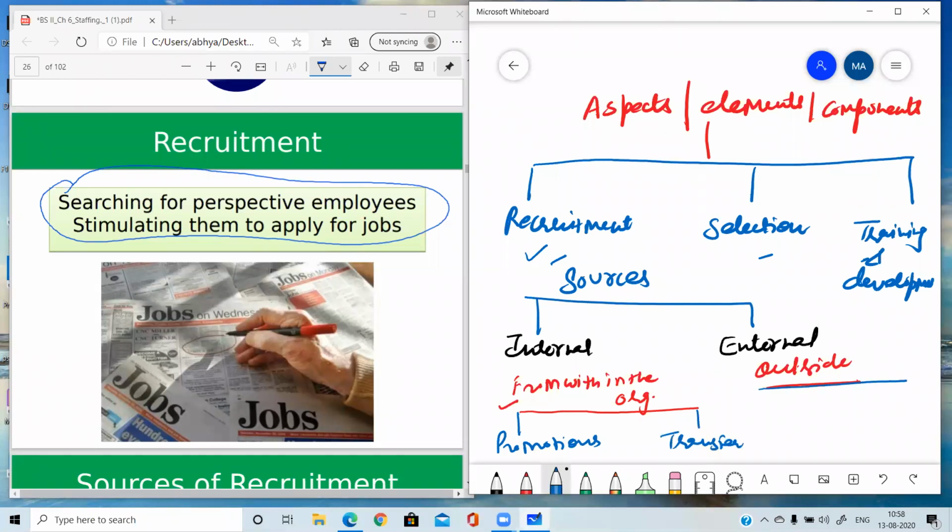And for outside, there are many sources, so we will do that later on. First, we will do promotions and transfers. So, aspects of staffing: three: recruitment, selection, training.